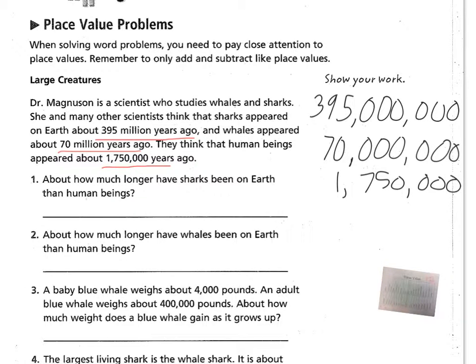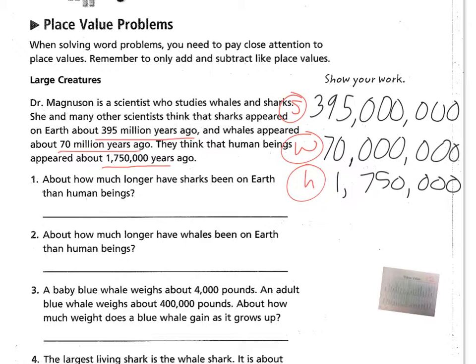In this lesson, I'm not going to do the subtraction with you, but I am going to help you set them up for a few of these problems, so I want you to follow along closely. About how much longer have sharks been on Earth than human beings? So I'm comparing sharks to human beings, and I know that 395 million years ago is the sharks, whales are 70 million, and humans are down here at 1,750,000.